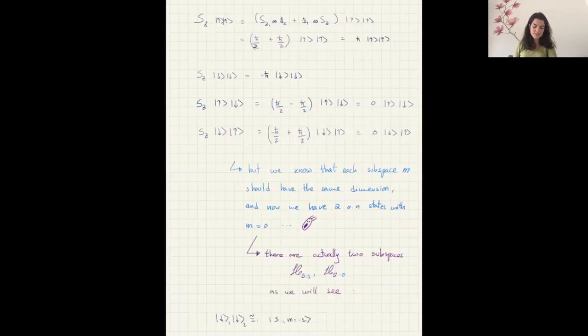Well, the solution is that there are actually 2 subspaces, 2 possible values for total spin. One is going to be total spin 1, where we'll have 3 states: value -1, value 0, and value 1. And the other one will have total spin 0, which has only one state in there. Okay. So let's see how this works.